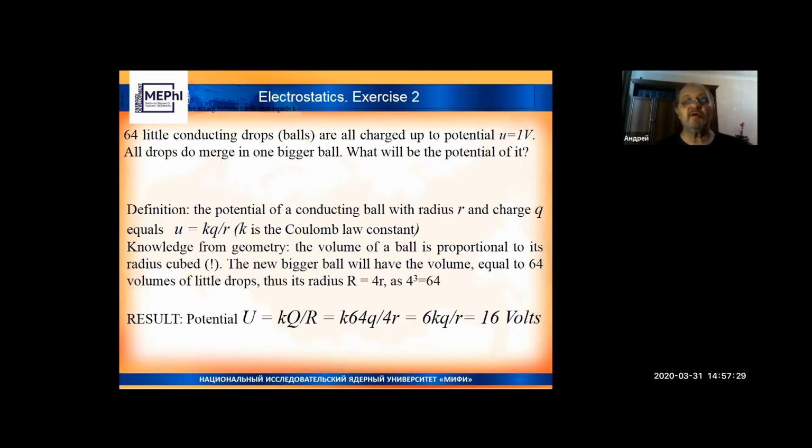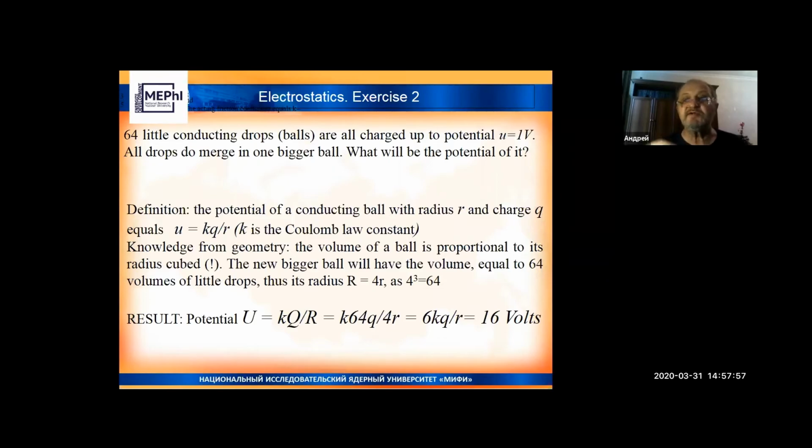Now the question is, what will be the charge of it? The charge will be equal to 64 charges of little drops, because the charge cannot disappear. It is conserved, and this is absolutely valid. The charge conservation law is absolutely valid, like the energy conservation law. So the charge of the big ball is 64 little q's.